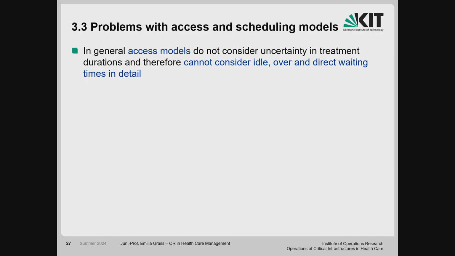Okay, so the problem with access and schedule models is that, on one hand, the access models often do not consider uncertainty, also not in treatment durations. So they always assume it is deterministic, so that the physicians or the decision maker know how long the treatment will take. This is the reason why they cannot consider idle time or over or direct waiting times, because they think everything will go as planned.